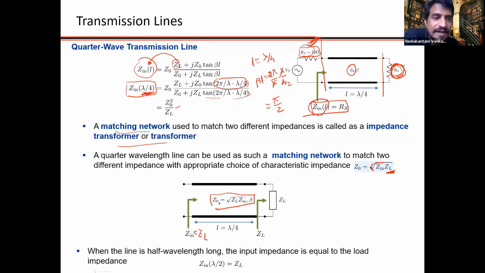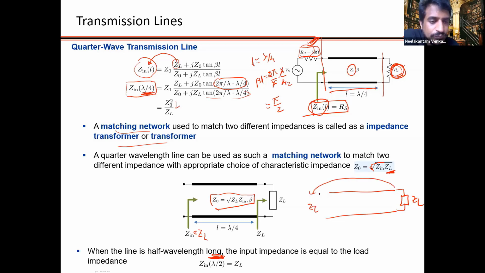Similarly, another important fact is if this is quarter wavelength long, you see it becomes 1 over ZL. But if you were to go further down, if it is half wavelength long, then whatever you had here, the ZL is exactly what you will have here when it is 1 wavelength long. So it is as if this section of transmission line is not even existent.